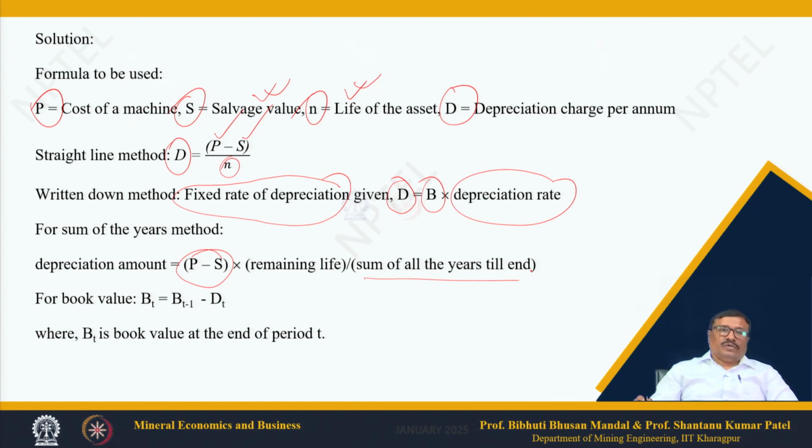And for every method, the book value for that year is the previous year's book value minus the depreciation amount. So, that will be the book value. So, we have all the depreciation and the corresponding book values. If we find out all these things, then we can make the schedule of depreciation.